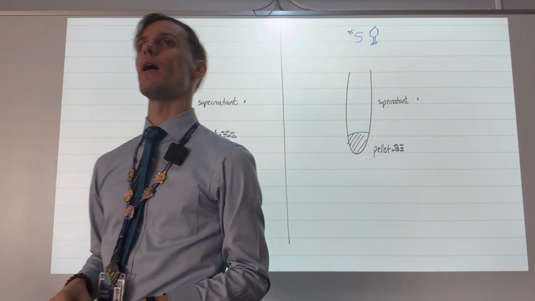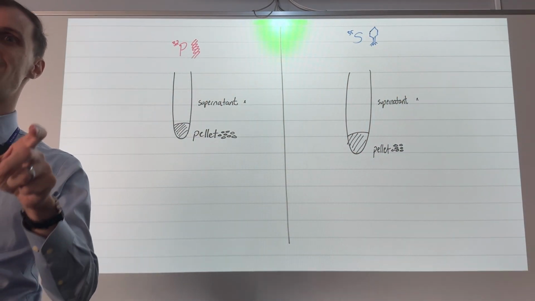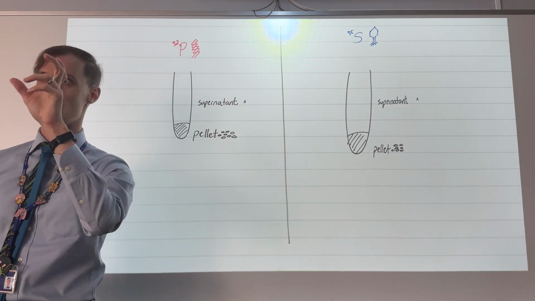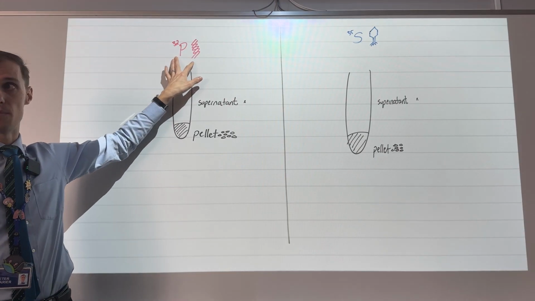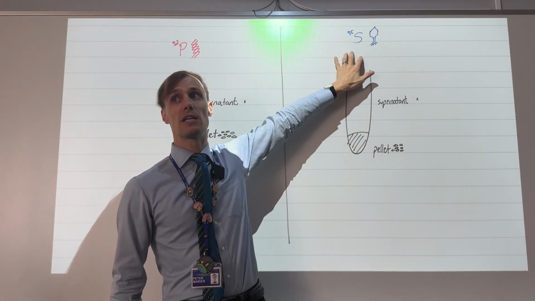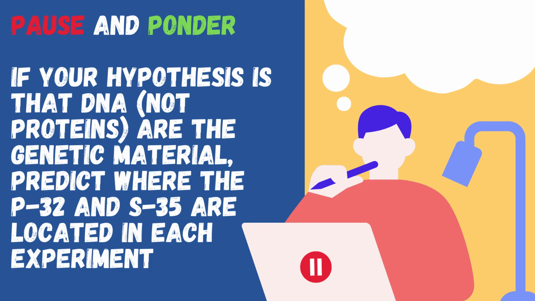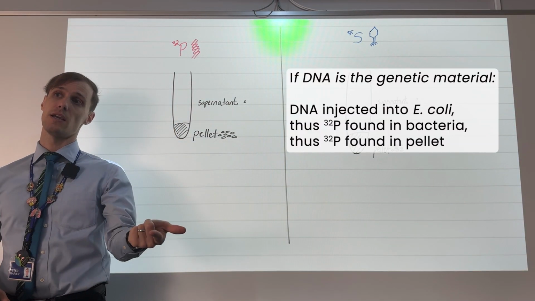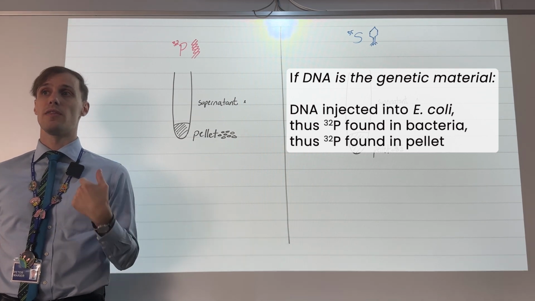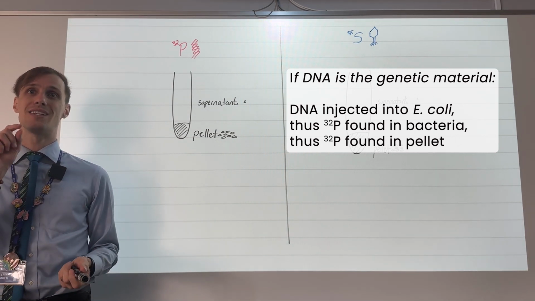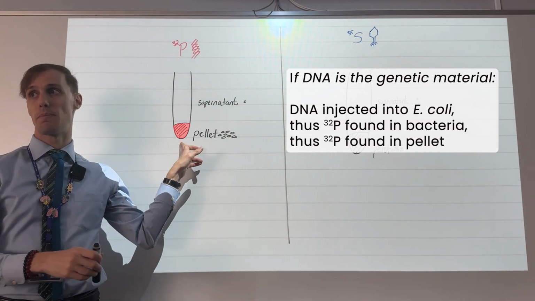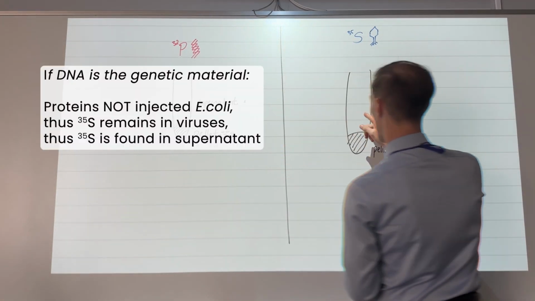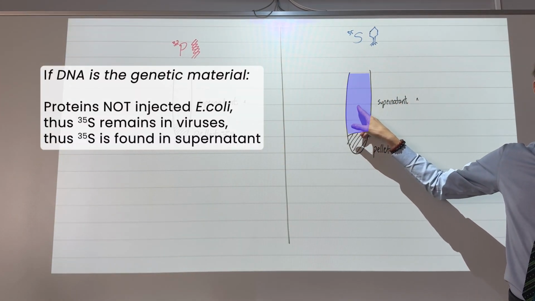Now, let's do another hypothesis. If I hypothesize that DNA was the genetic material, same question. Where would you expect radioactive phosphorus to be? Where would you expect radioactive sulfur to be? If I'm predicting that DNA is the genetic material, then that's implying that the bacteriophages injected DNA into the bacteria, meaning that radioactive phosphorus should be found in the pellet, and radioactive sulfur should be found in the supernatant.